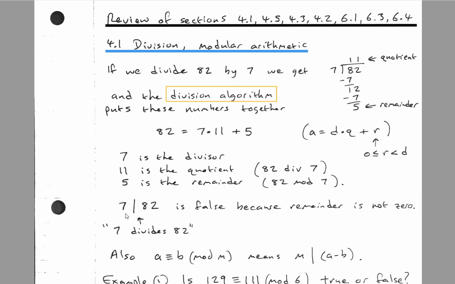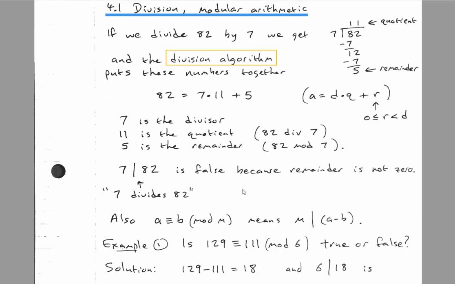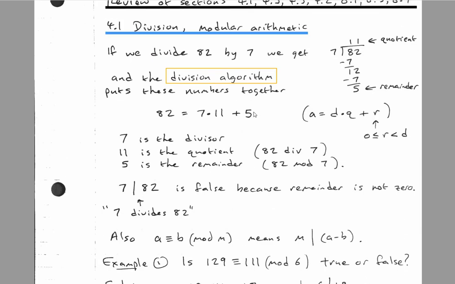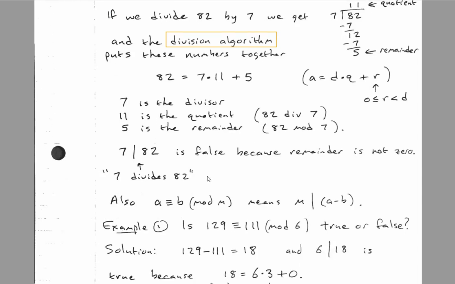Okay, and we have this notation. So 7 divides 82 means that when you divide 82 by 7, you have a 0 remainder. It goes in evenly. So that's false here. We had a 5 remainder. So 7 divides 82 is false, or another way to say that, 7 does not divide 82. Okay, so these remainders are an important idea in this chapter.